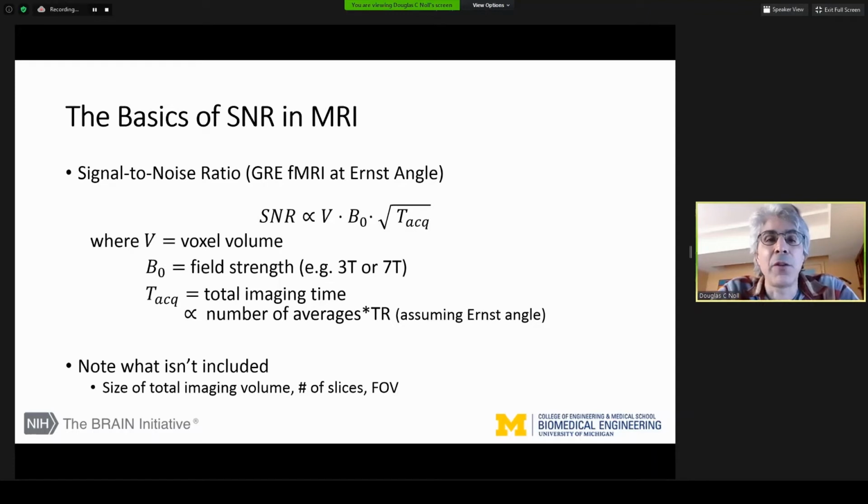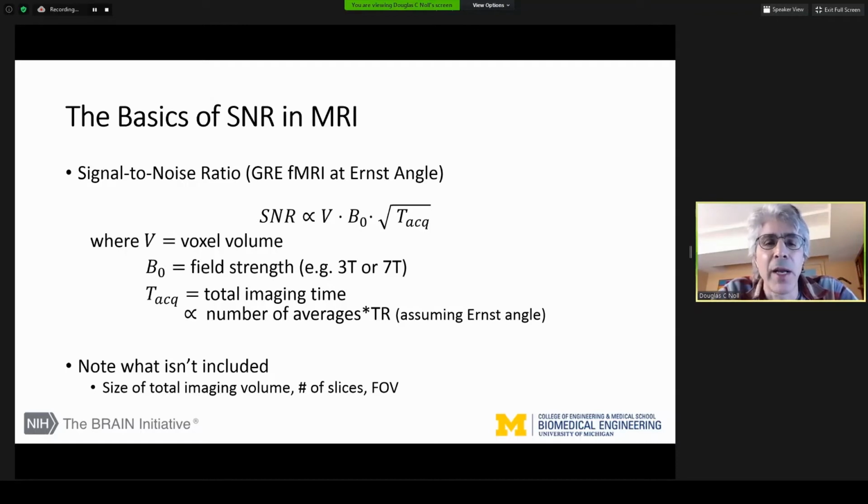Let me start, first of all, with some of the basics of signal-to-noise ratio in functional MRI. So in this formula, the SNR is proportional to the voxel volume of the imaging element, the field strength, and then some other parameter related to the total acquisition time. This is just a general formalism for signal-to-noise ratio in MRI.